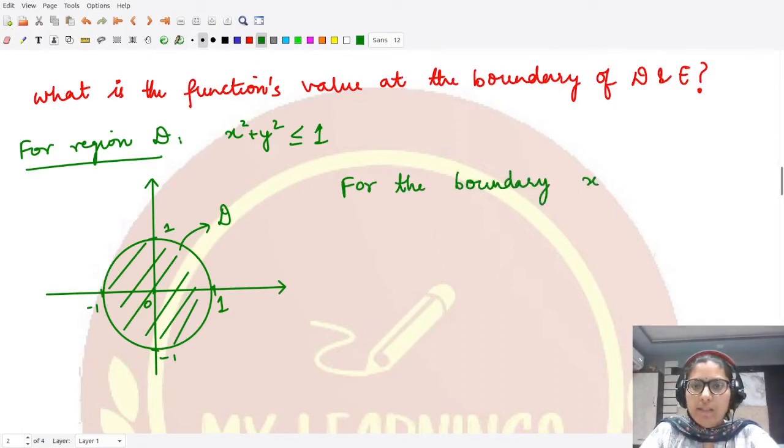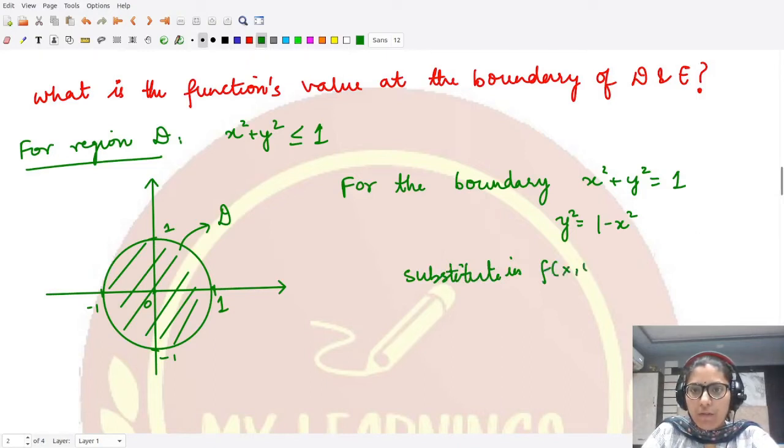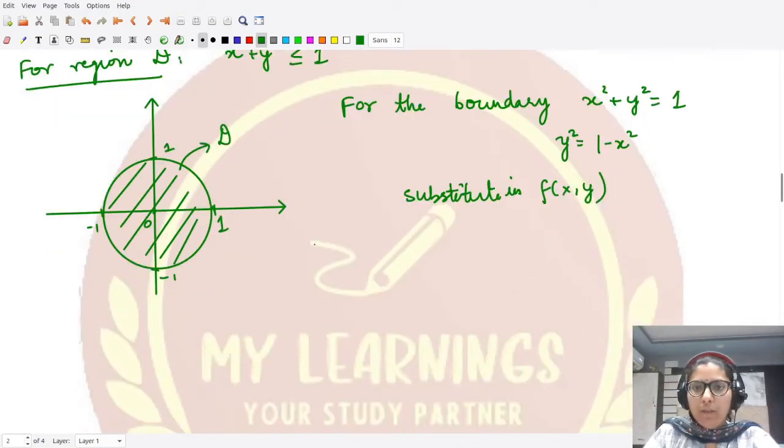What is the boundary here? x square plus y square is equal to 1. So this equality represents that we are on the boundary, the circumference of this circle, right? For this boundary, from here we just calculate the value of y square. It is 1 minus x square. Now we'll substitute this value in f of x, y. So what do we have? We would have another function which we call g of x, so in place of y, we are now writing the function in x.